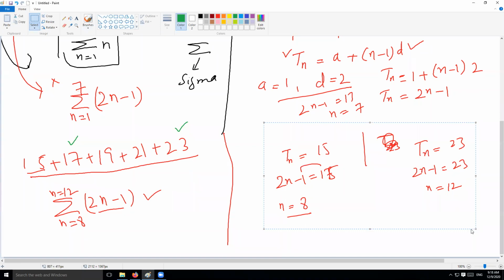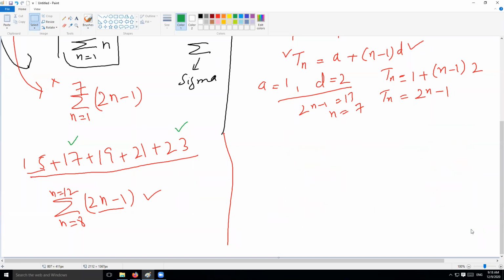Okay, what if I want to start this sum from 1? Can I start this sum from 1? Can someone tell me some strategy, some way so that I can start this sum from n equal to 1?